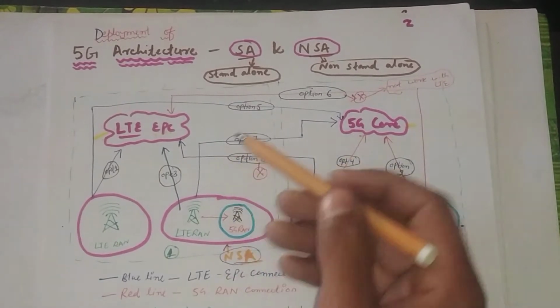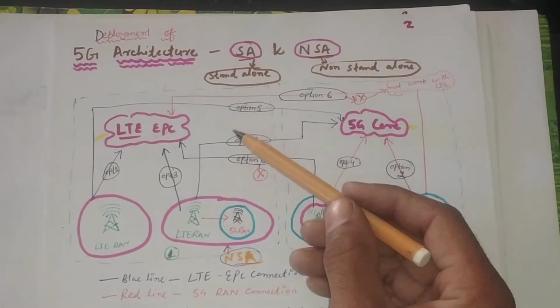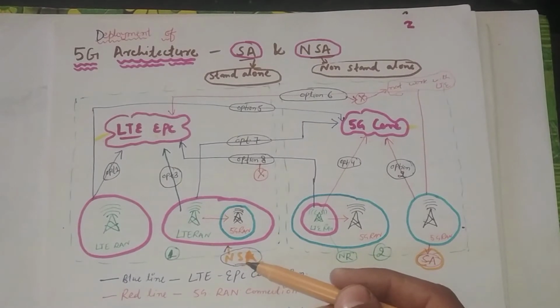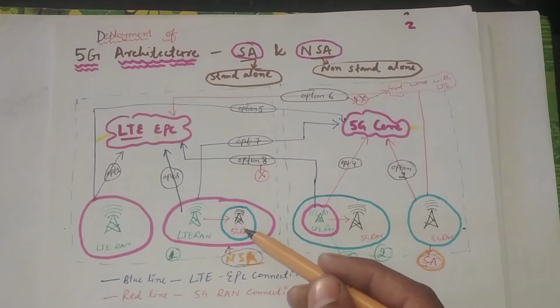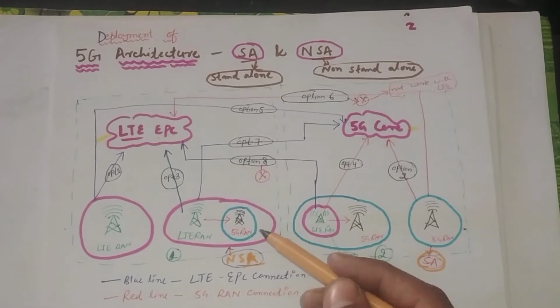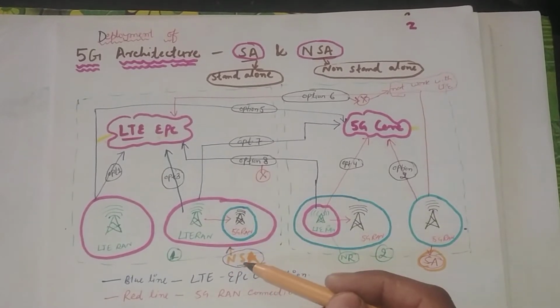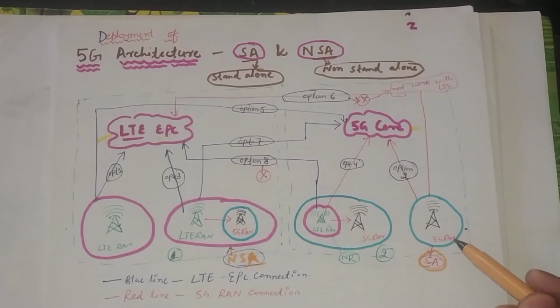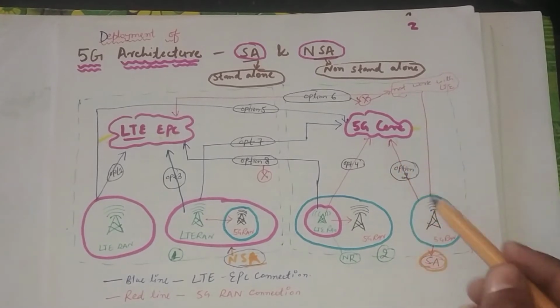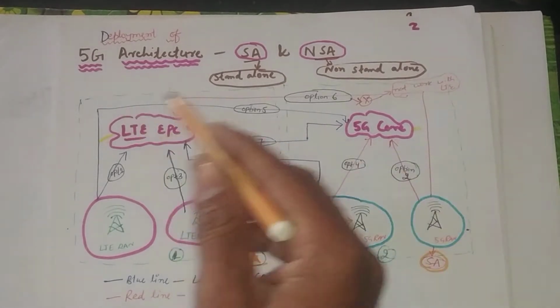And what are NSA and SA, non-standalone architecture and standalone architecture? First of all, what is non-standalone architecture? Non-standalone architecture is the architecture where the 5G or new radio base station is deployed under the coverage of the 4G base station. Here, this is a non-standalone architecture, and here where only the 5G base station is deployed, a single base station, and connected with the 5G core, this is called the standalone architecture. So these are the two types of architectures here.